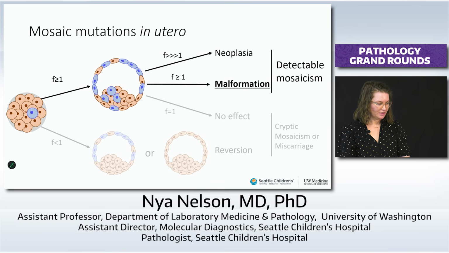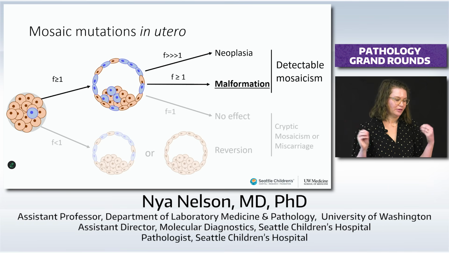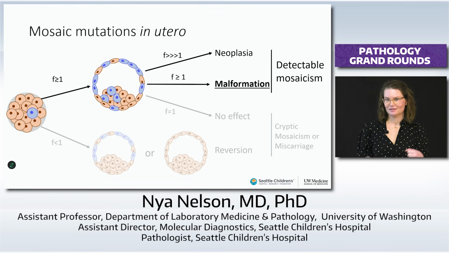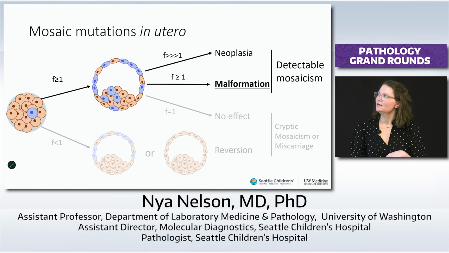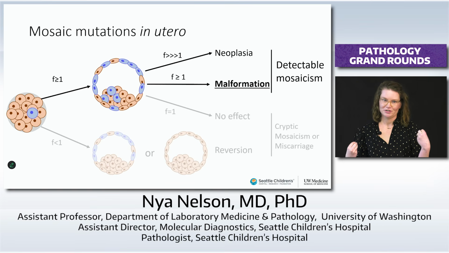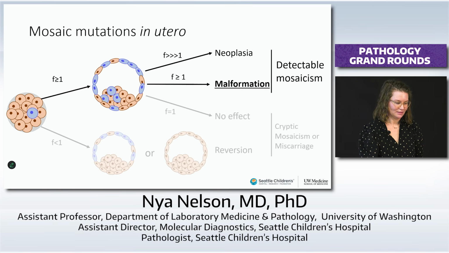And what we're going to spend a lot of time talking about today are those mosaic variants that occur in utero and result in an increase in fitness. One of the potential outcomes when you have an increase in fitness is developing neoplasia, similar to what you see in adults. But a unique situation that occurs in development is that you can also develop malformations because of these mosaic variants.